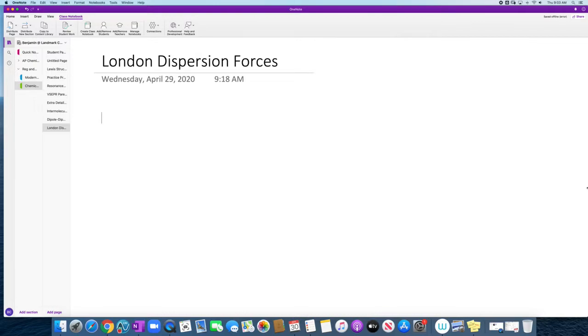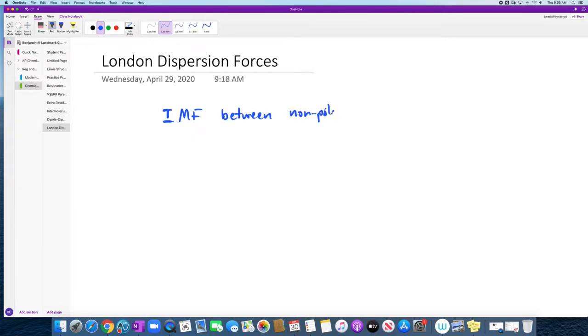Today's lesson is on London dispersion forces, and London dispersion forces are a type of intermolecular force that occurs between nonpolar substances. So between nonpolar molecules. Now, that might seem kind of strange that you could even have intermolecular forces between nonpolar things.